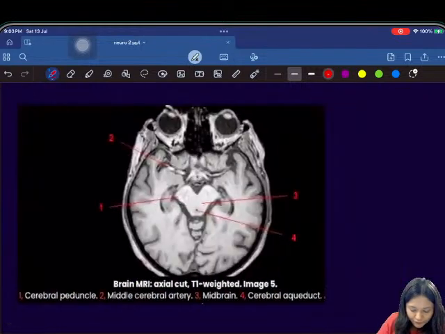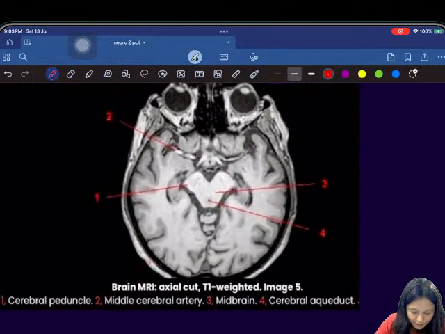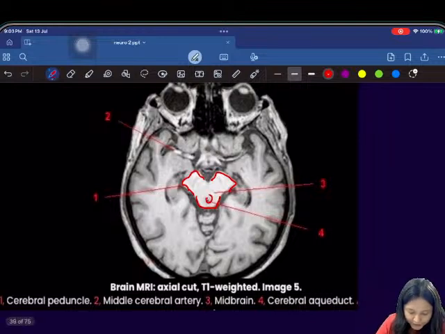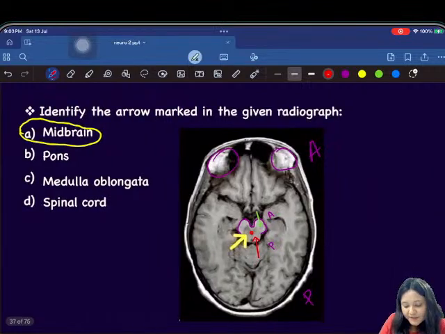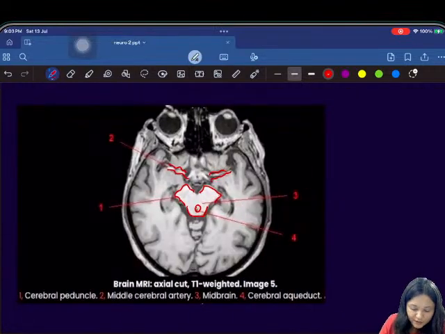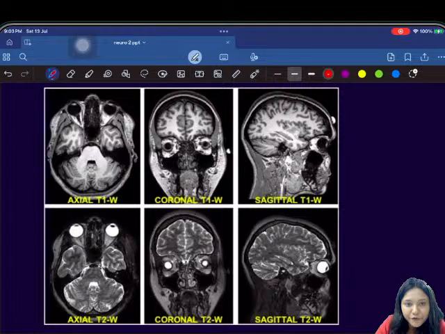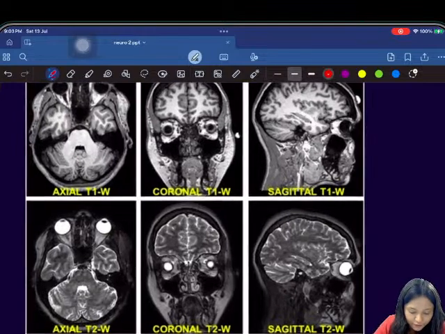Similarly, here they have shown you the cerebral peduncle, this is the tectum, and you can see the cerebral aqueduct. They have also shown you an artery here, that is the middle cerebral artery. This type of scan is very common, and they might ask anything about it. So you can see certain views of the scans so that you don't get confused.